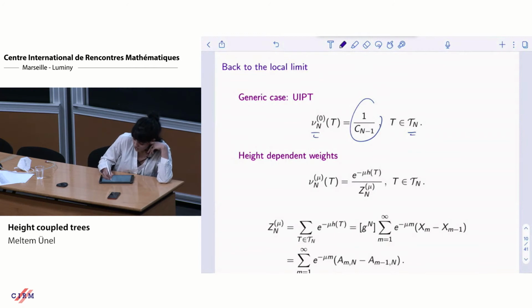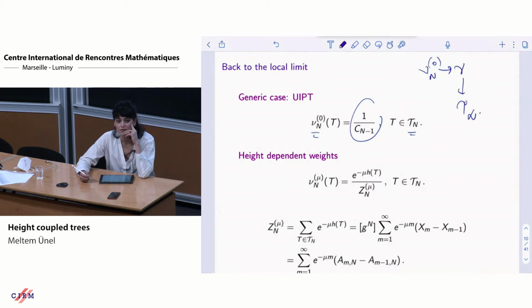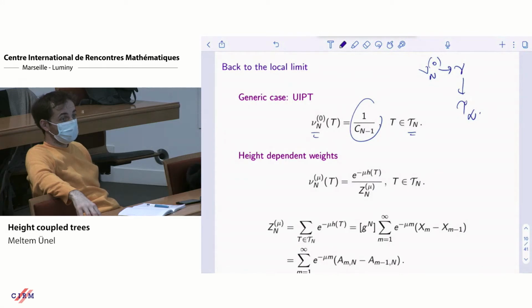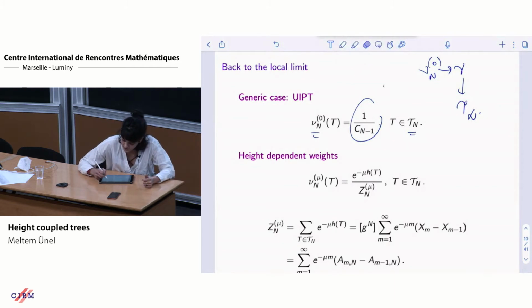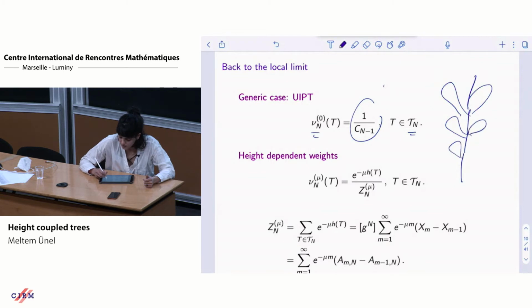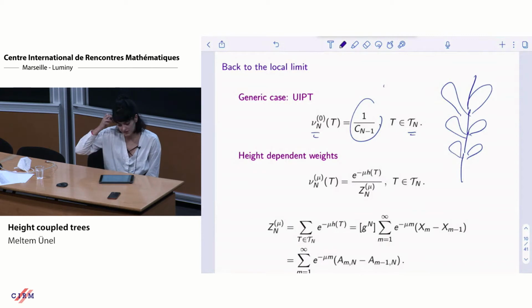And then I can look if these finite size probability measures converge weakly to a measure nu that is supported on the set of infinite trees. It is well known that this limit exists, and it is called the uniform infinite planar tree. The limit consists of a single spine tree together with some critical Bienaymé-Galton-Watson trees that are attached on it. So it's one-ended. This is the thing that we want to keep in mind.